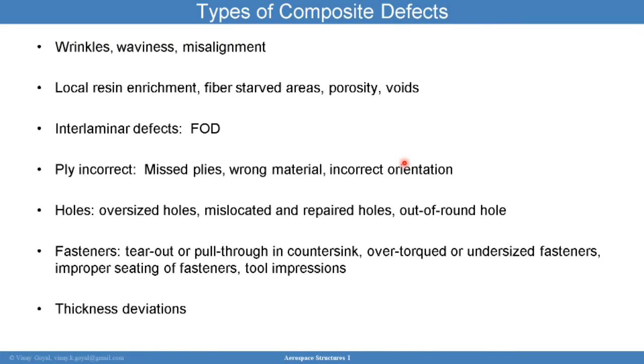Other composite defects have more to do with machining holes. For example, you can have oversized holes, mislocated and repaired holes, and out of round holes. Fasteners can also exhibit failures. I discussed some of those earlier. And then you can have thickness deviations.